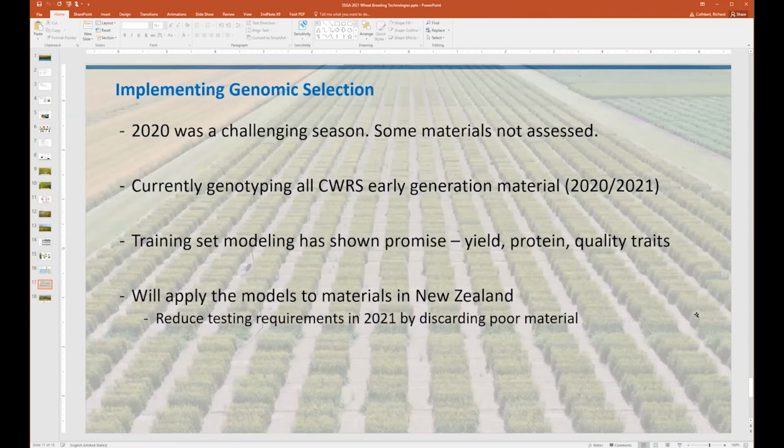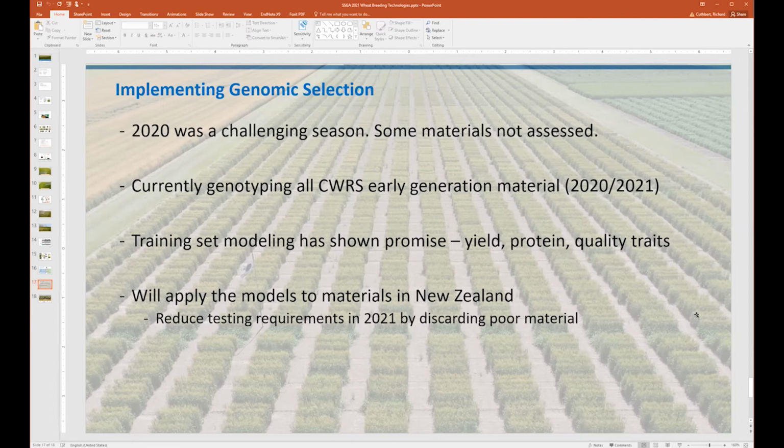So implementing it, 2020 was a challenging season with COVID. We weren't able to seed everything we wanted to in the field. I don't think that's a secret. Not everybody could. So some material wasn't assessed. So we're currently genotyping all the CWRS early generation material. And the picture you see behind it is a drone video of one of our winter nursery locations in New Zealand. We're pretty happy that New Zealand is COVID free. They're still working as normal.